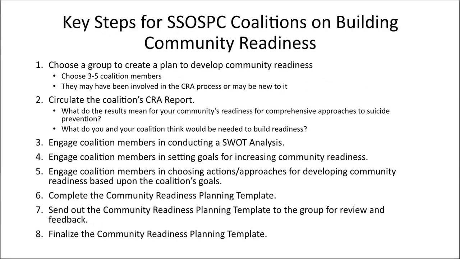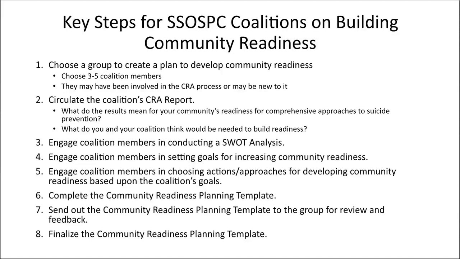Let's break down the process for coalitions to build community readiness. And here are some key steps. The first is that you need to choose a group to create a plan to develop community readiness. We'd recommend choosing 3 to 5 coalition members. Depending on your coalition, it can be fewer people or it can be a larger number, whatever fits with the context of your coalition. And the people you choose might have been involved with the CRA process or they may be new to it. You don't have to have experience doing a CRA to be helpful with developing the plan.